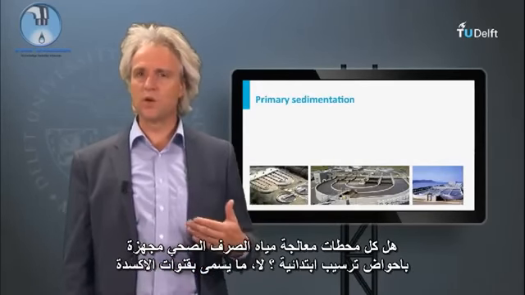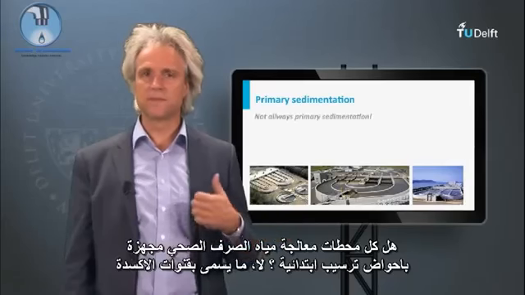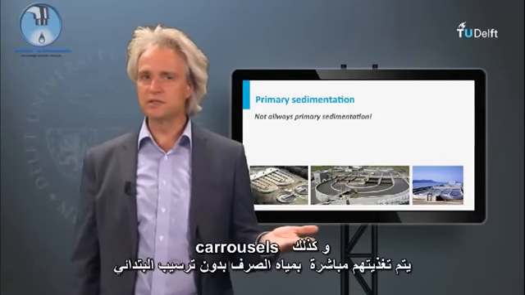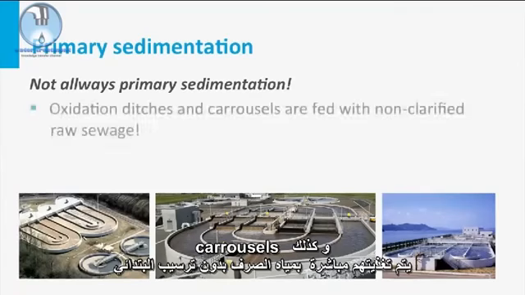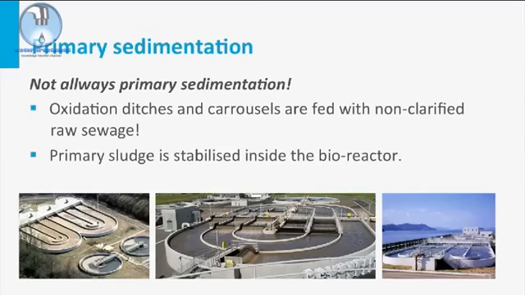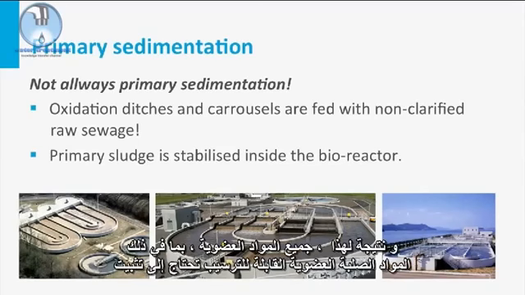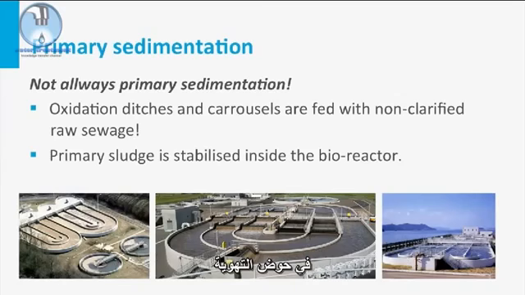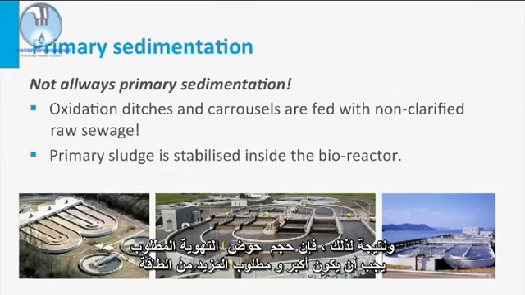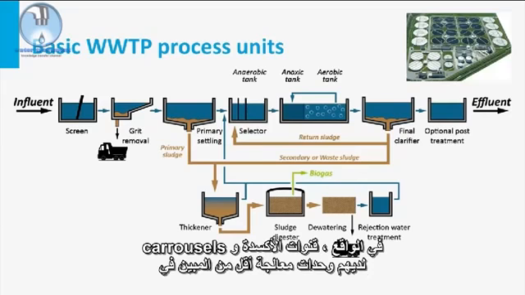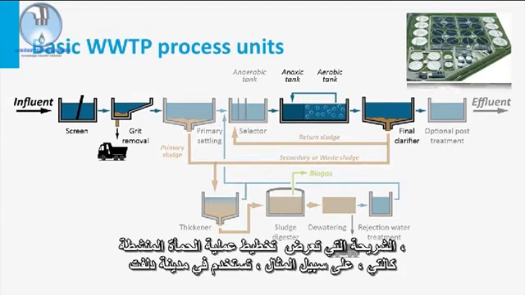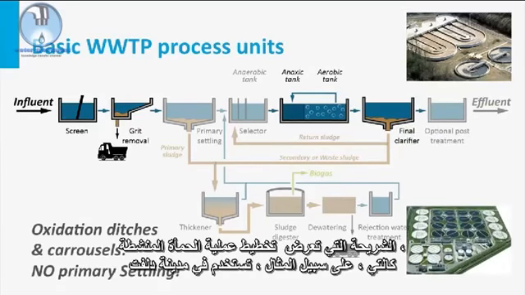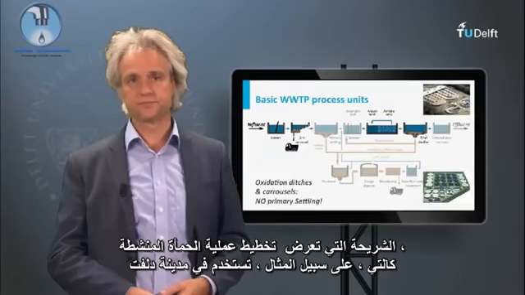Are all sewage treatment plants equipped with a primary settler? No. The so-called oxidation ditches and carousels are directly fed with non-settled sewage. As a result, all organic material, including the settleable organic solids, needs to be stabilized in the aeration tank. And as a consequence, the required volume of aeration tanks needs to be bigger and more energy is required. In fact, oxidation ditches and carousels have fewer process units than shown in the slide, which schematizes the activated sludge process, which for instance is used in the city of Delft.